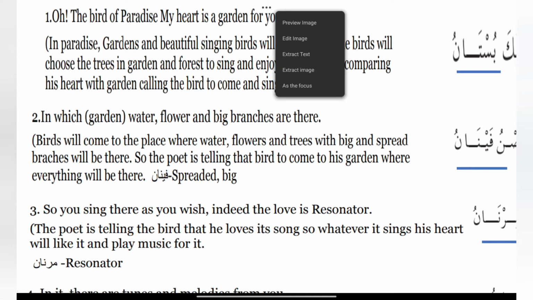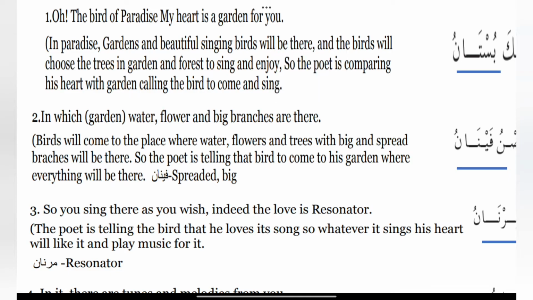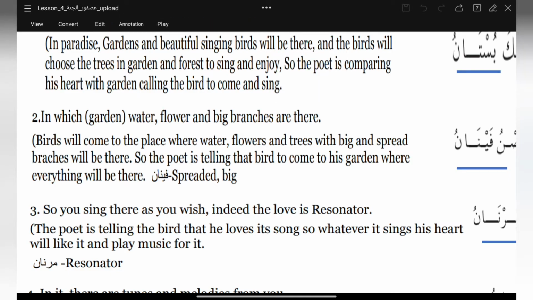And the second line explanation is: in which garden, water, flower and big branches are there. Birds will come to the place where water, flowers and trees with big and spread branches will be there. So the poet is telling the bird to come to this garden where everything will be there.